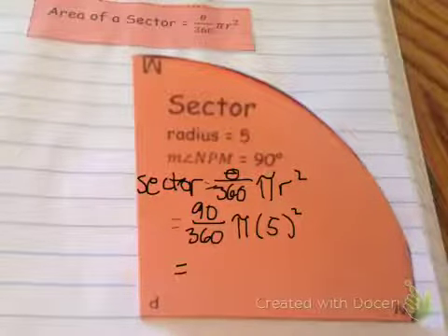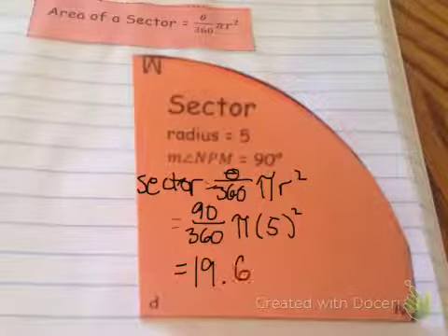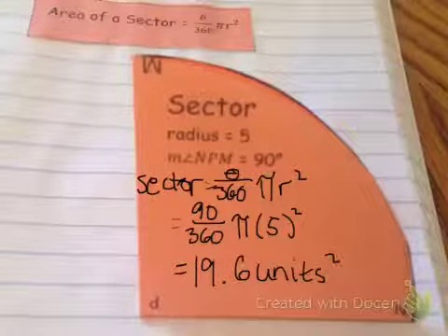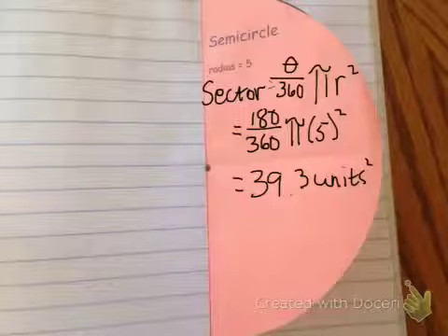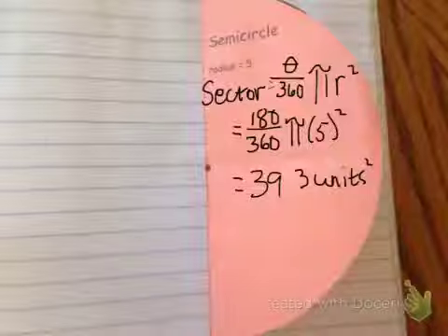When you plug that into your calculator, you get 19.6 units squared, which is half of our semicircle, which is 1/4 of our circle.